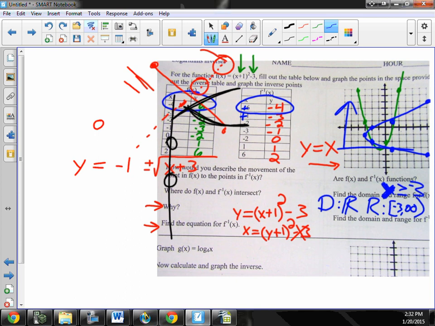Okay, what is the domain and range of f inverse of x? So looking at the blue graph, what's the domain? Oh, Landon he's too smart.